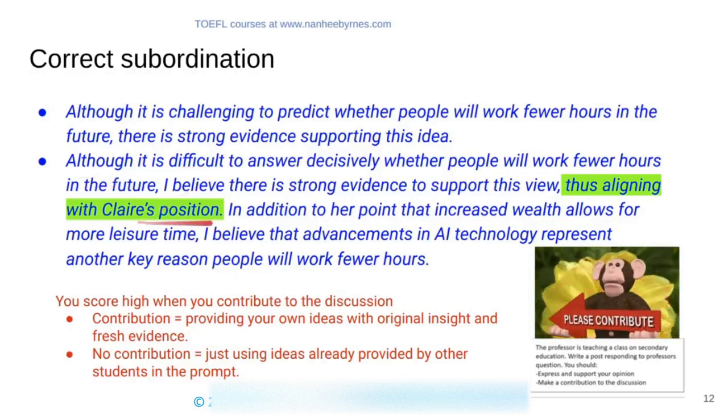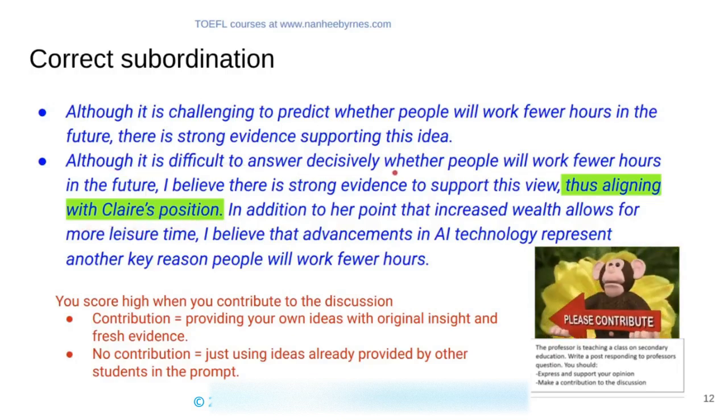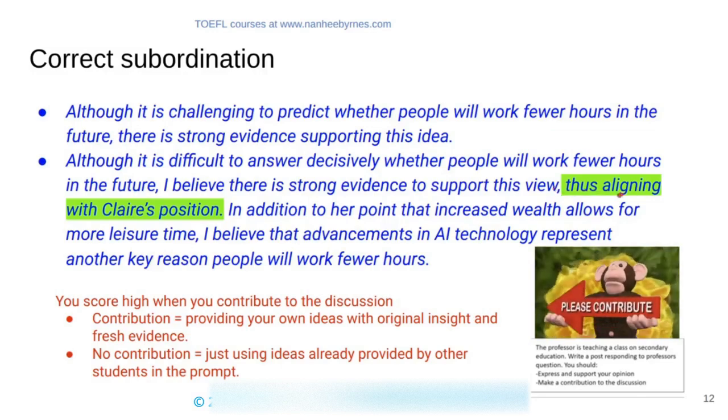The second is to include Claire's point only in a subordinate structure, such as a participle phrase, so that it supports rather than replaces your main claim. For example, although it is challenging to predict whether people will work fewer hours in the future, there is strong evidence supporting this idea. Or, if you want to reference Claire while keeping your idea dominant, although it is difficult to answer decisively whether people will work fewer hours in the future, I believe there is strong evidence to support this view, thus aligning with Claire's position.